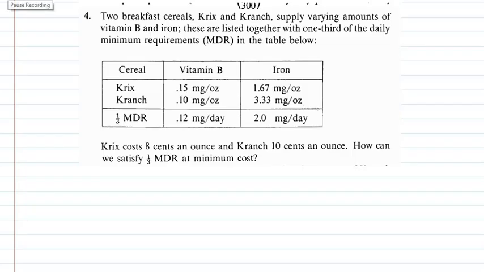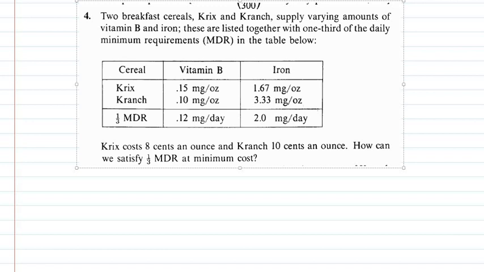Okay, so just one more example. This is taken from the exercises at the end of the section. Two breakfast cereals, and they're vitamin B and iron, the two breakfast cereals here. And here you have Crix costs 8 cents per ounce and Crunch 10 cents an ounce. How can we satisfy the minimum daily requirements at minimum cost? You only need 1/3 minimum daily requirement because you don't just eat cereal in a day. This is just for your breakfast. So you assume your breakfast only satisfies 1/3 of your minimum daily requirement.